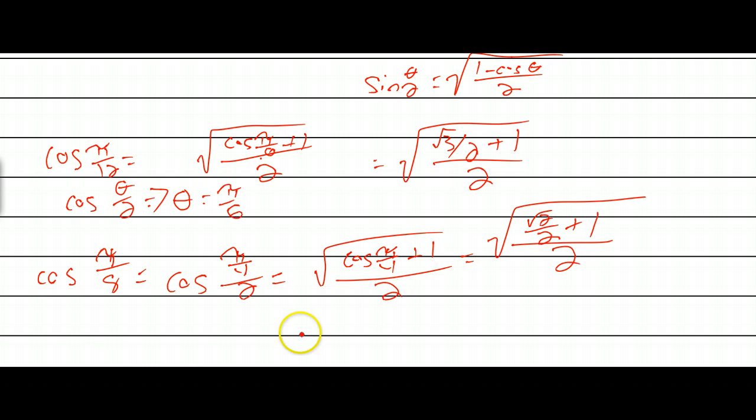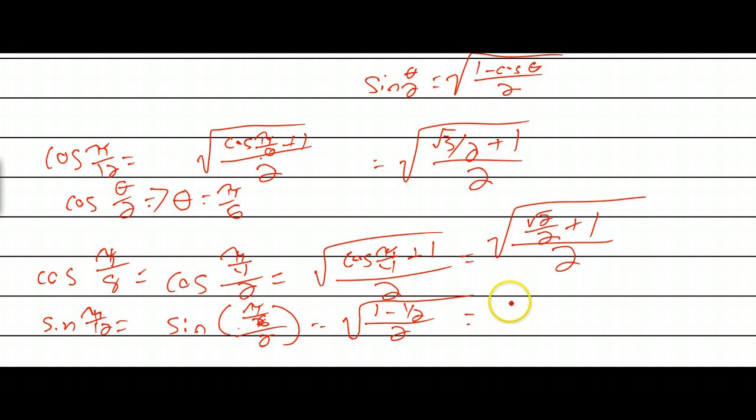Same thing for sine of pi over 12. We're going to use the half angle formula again, with pi over 6 divided by 2. Sine of pi over 6 is 1/2. So you have the square root of 1 minus 1/2 over 2. 1 minus 1/2 is 1/2. 1/2 divided by 2 is 1/4. So you have the square root of 1/4, or just 1/2. I think.